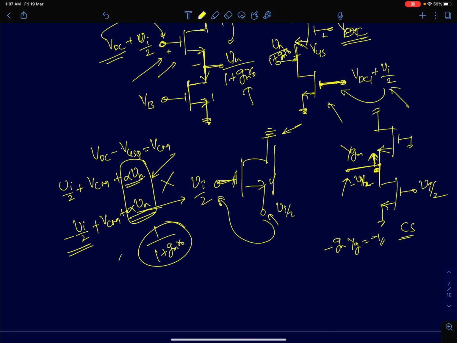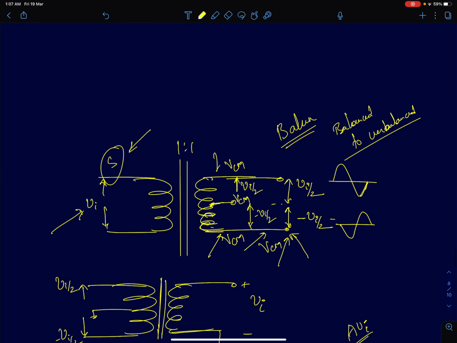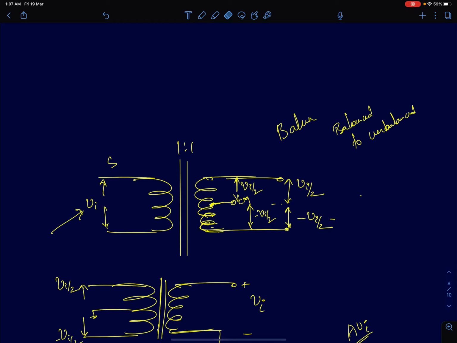So that's why we don't have to worry about the signal generated here, because it will look like a common mode signal. The other, more popular way of generating a differential, single-ended to differential signal is what we call using a balanced transformer, or what we call a balun. Balun is nothing but a balanced to unbalanced or an unbalanced to balanced converter.